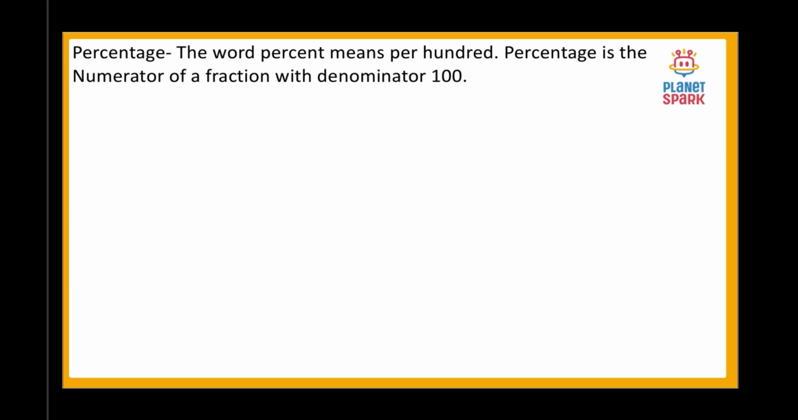Now, what is percentage? The word percent means per hundred. Percentage is the numerator of the fraction with the denominator 100. If I say Arav has got 87 marks out of 100, now 87 marks out of 100 means 87 per 100, 87 over 100. This will mean that he has got 87%. So percentage means per 100. To convert a number into percentage, we divide it by 100. The percentage symbol is shown on the screen.